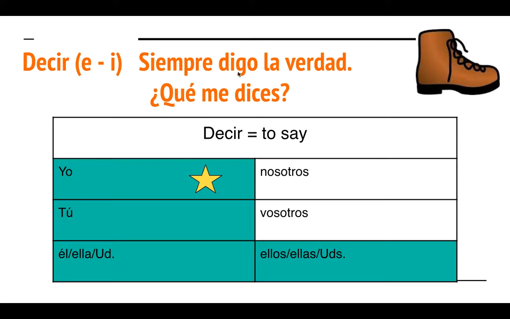Okay, now you'll notice that this is a little bit different than just the regular conjugation. So the form of yo is digo, and we'll talk more about that in the next slide. Tú dices, él, ella, usted dice. Now outside of the boot, it's normal. Nosotros decimos, vosotros decís, ellos, ustedes dicen.